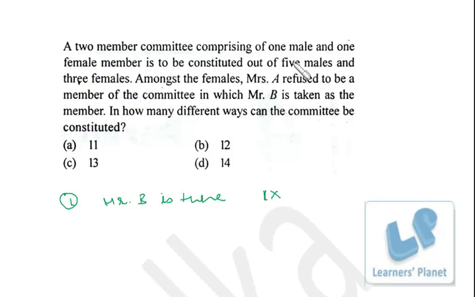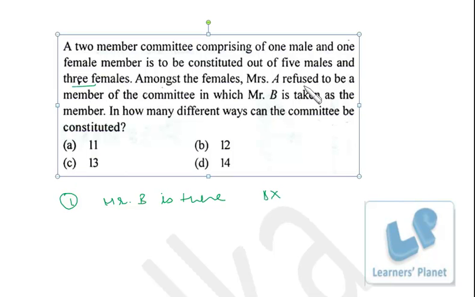Now for females, in all we have 3 females, right? But Mrs. A has already refused to be with Mr. B. Since we have taken Mr. B, Mrs. A will not be part of the committee. So we just have 2 choices for females. So in all there are 2 ways when Mr. B is there. Suppose the 3 females are Mrs. A, Mrs. B and Mrs. C. Mrs. A has refused, so Mrs. B and Mrs. C, 2 choices we have with Mr. B. Okay, so this is the second case when Mr. B is not there.